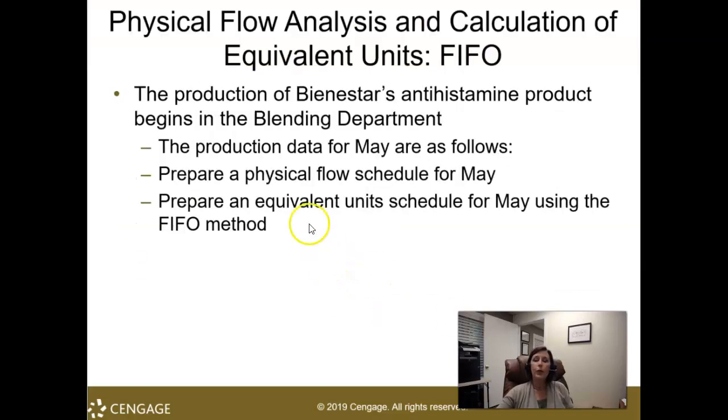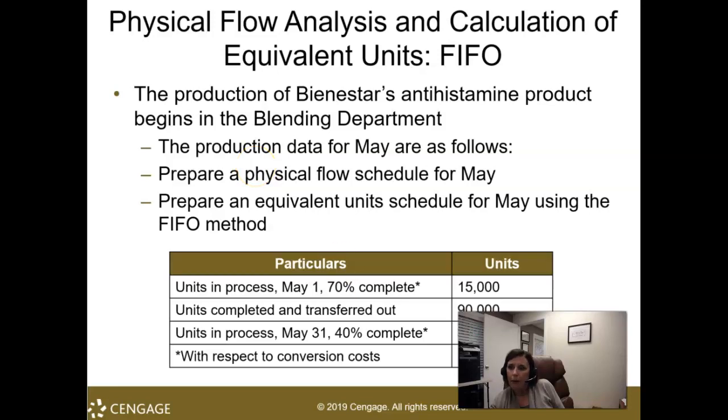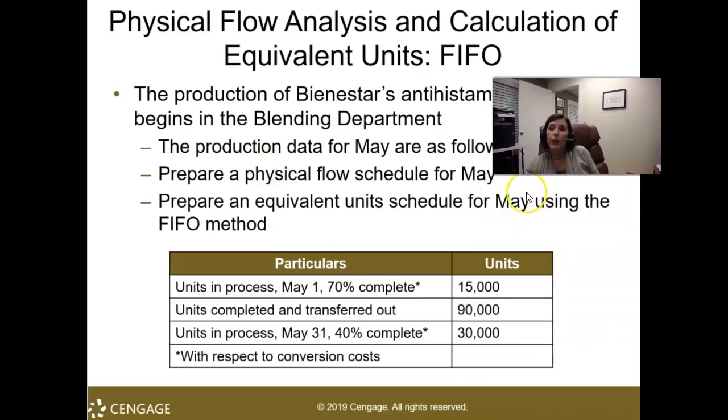And so we're going to use the Binastar's antihistamine product for this example. So we've got the production report from May. And we start May 1 with 15,000 units that are 70% complete. We have 90,000 during the period that we completed and transferred out. And then our ending work in process on May 31st, those are 40% complete, and there are 30,000 of those.